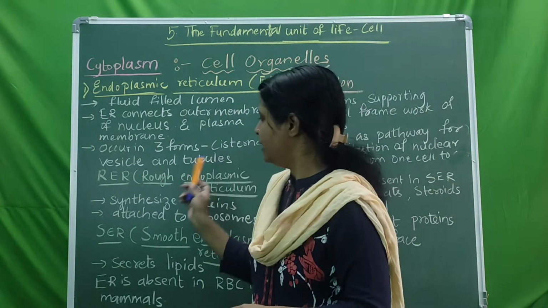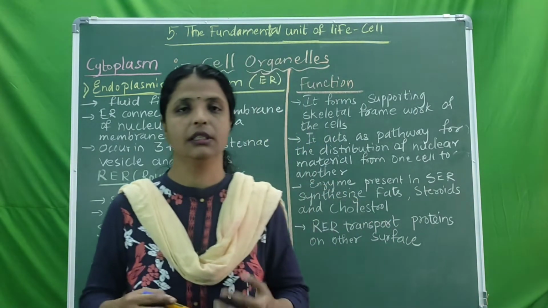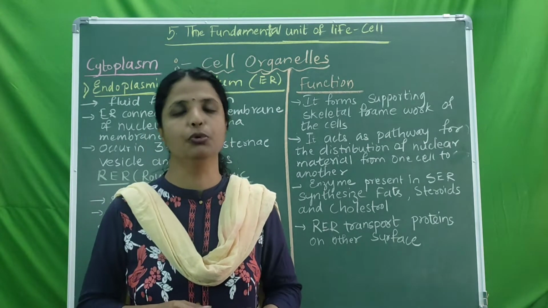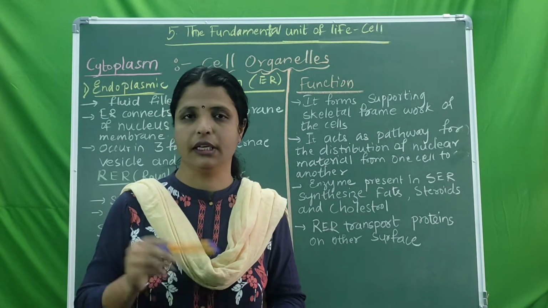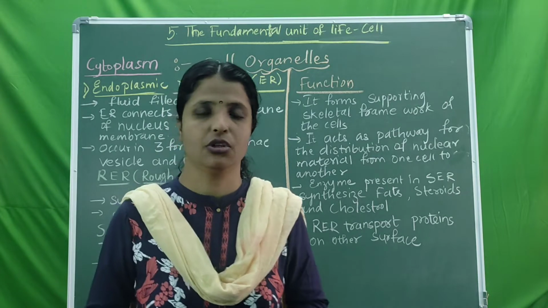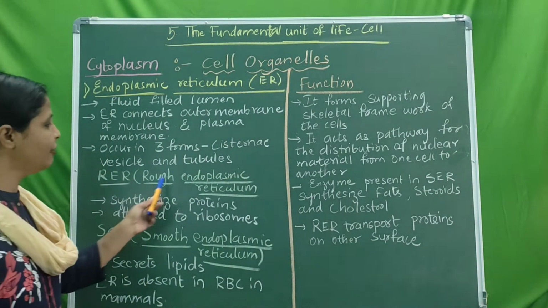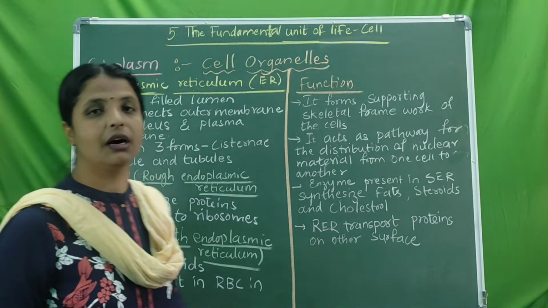Then the main types of endoplasmic reticulum are two: rough endoplasmic reticulum and smooth endoplasmic reticulum. In short we call them RER and SER. So let us see what this RER, that is rough endoplasmic reticulum, is. First thing, what is the function of RER?